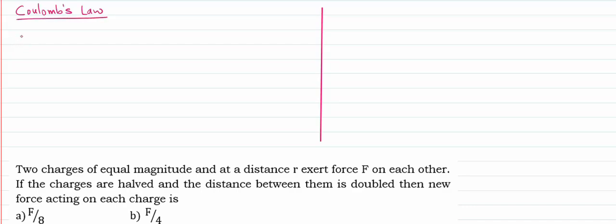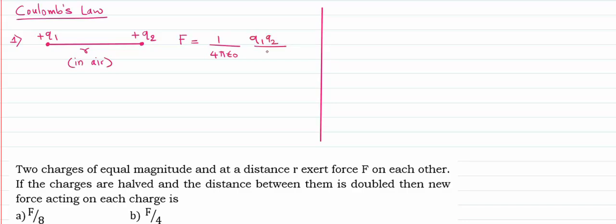So first we will see the formulas. If there are two charges, plus q1 and plus q2, separated by a certain distance r in air, then as you all know, the force between these two charges is given by 1 by 4 pi epsilon naught q1 into q2 divided by r square, or you can substitute 1 by 4 pi epsilon naught as 9 into 10 raised to 9, so 9 into 10 raised to 9 q1 into q2 by r square.